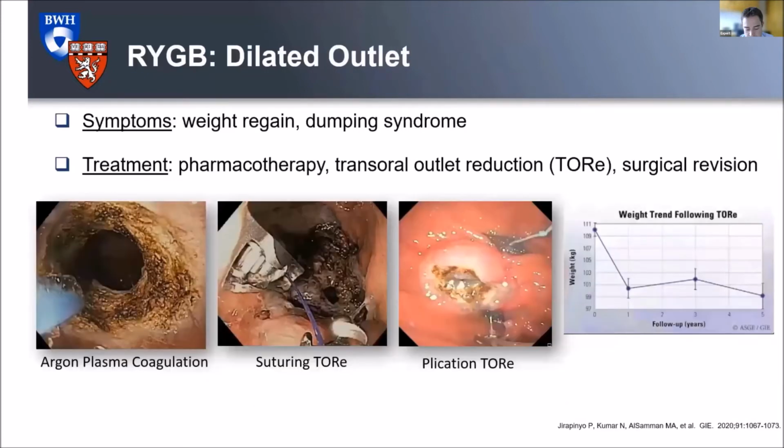Another common finding of Roux-en-Y gastric bypass is a dilated outlet, or dilated gastrojejunal anastomosis. Patients may present with weight regain or dumping syndrome. Treatment includes pharmacotherapy or transoral outlet reduction, which may be performed using argon plasma coagulation, suturing, or plication. In general, the procedure is associated with about 10% total weight loss up to 5 years.